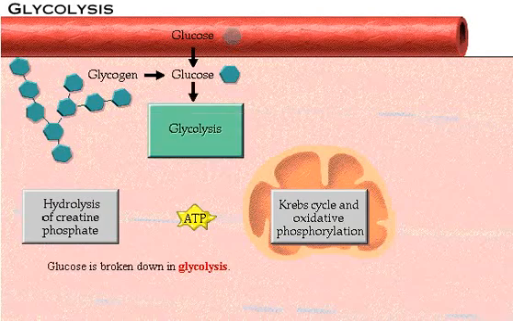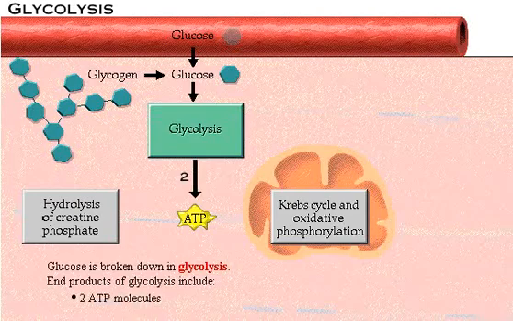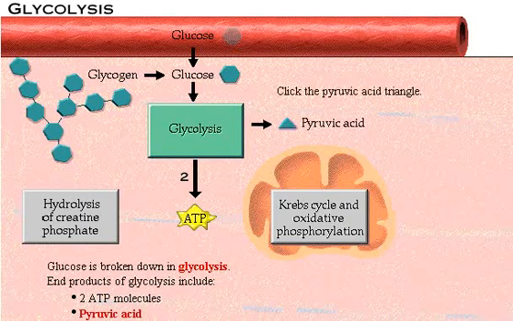Glucose is broken down in a process called glycolysis. The end products of glycolysis include 2 ATP molecules and pyruvic acid. Pyruvic acid can follow one of two metabolic pathways. Click the pyruvic acid triangle to see the first pathway.